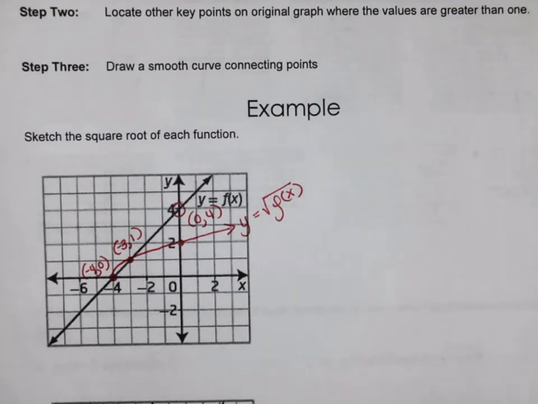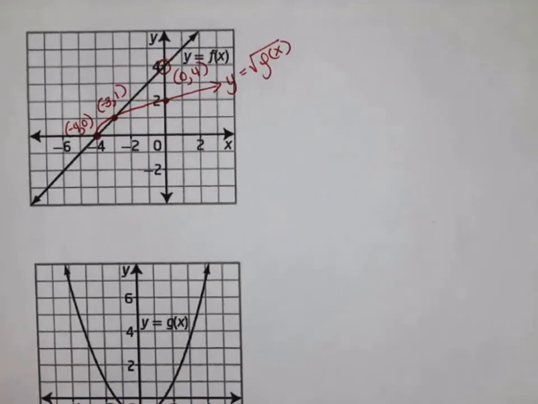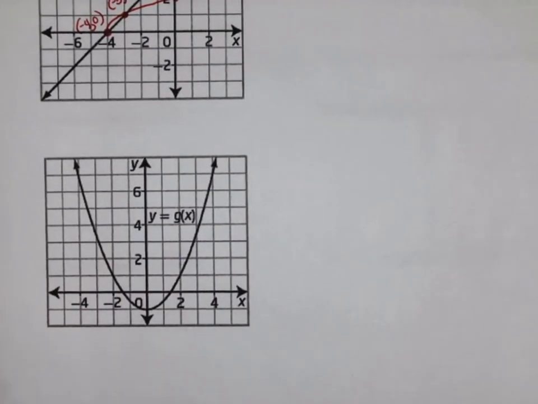Okay, that's it for drawing radical graphs of given functions. There's one more example.